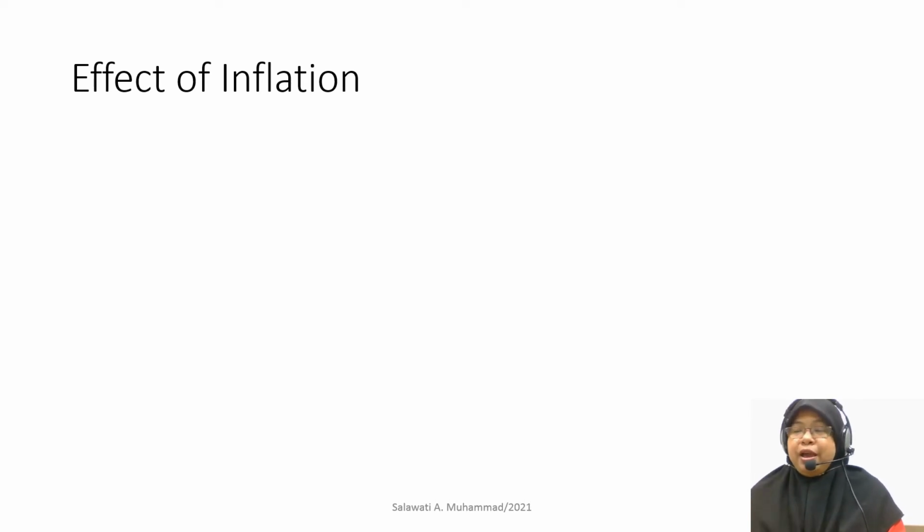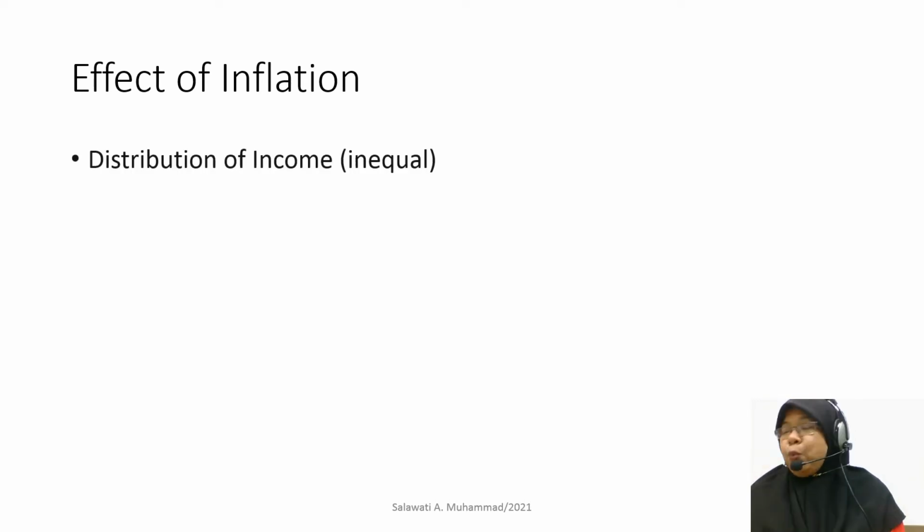So we go to effects of inflation. The first one is distribution of income. So inflation changes the existing pattern of distribution of income and wealth in society, where some groups are relatively better off than others. So we have people who stand to gain from continuous inflation like businessmen, property owners, shareholders, debtors, holders of government bonds, creditors, and so on.